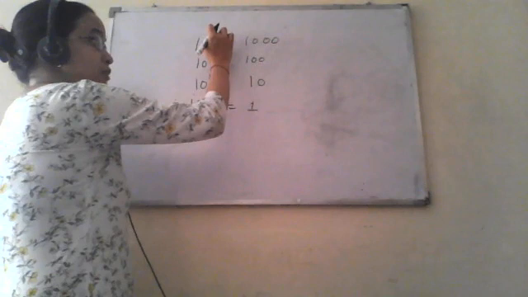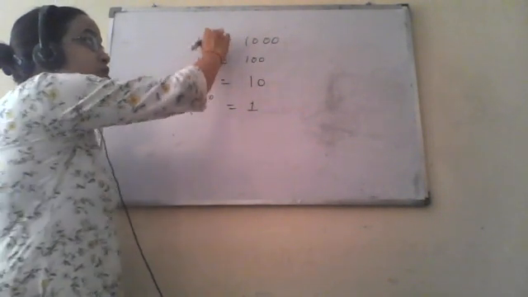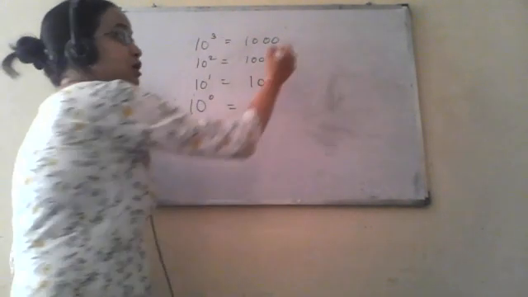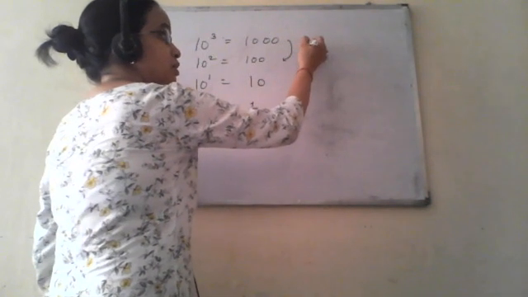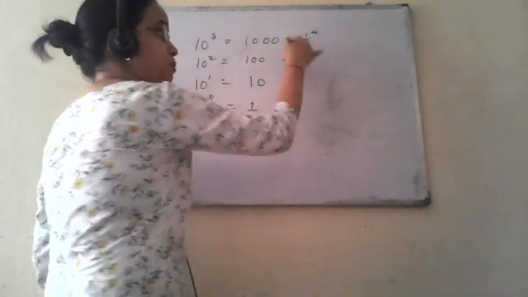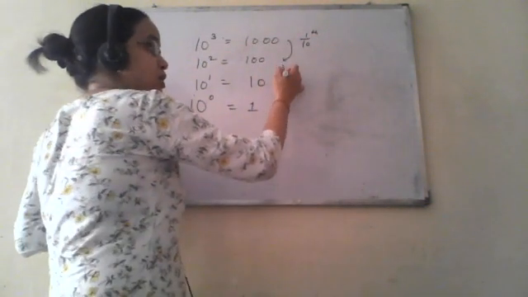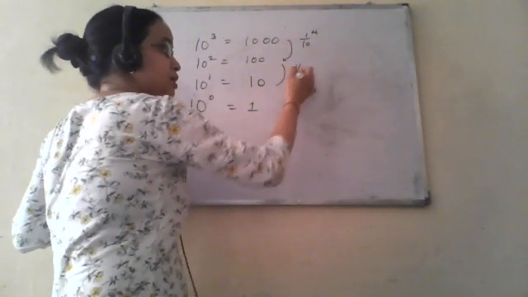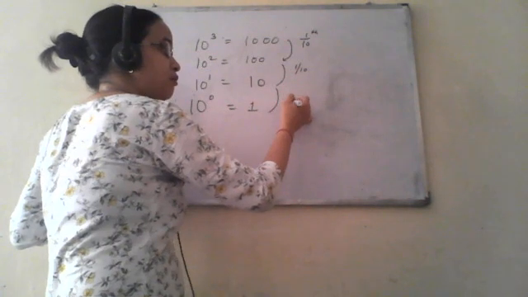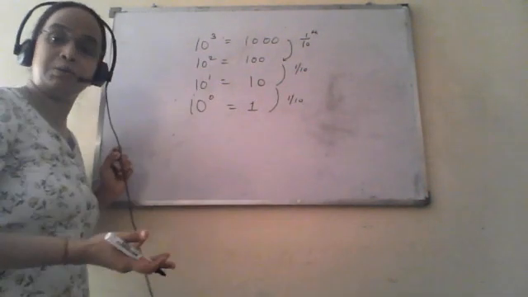Now every time we are decreasing the power. Here it was 3, here it is 2, here it is 1. Now the value is decreasing by 1/10 of the previous value. Now this 100 is 1/10 of this 1000. Now this 10 is 1/10 of this 100. The value is decreasing every time by 1/10, whatever be the base.